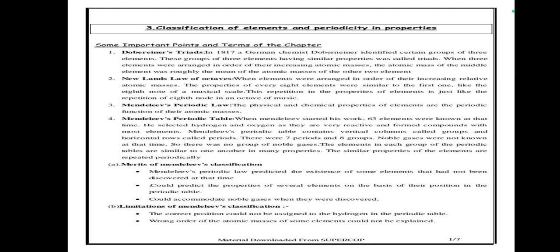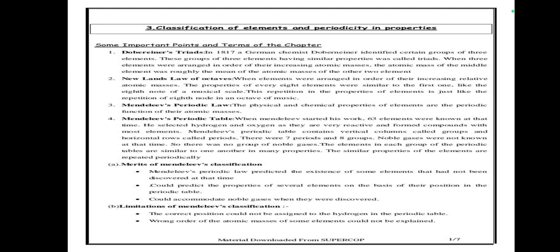Mendeleev's periodic table contains vertical columns called groups and horizontal rows called periods. There were 7 periods and 8 groups. Noble gases were not known at that time, so there was no group of noble gases. The elements in each group of the periodic table are similar to one another in many properties. The similar properties of the elements are repeated periodically.